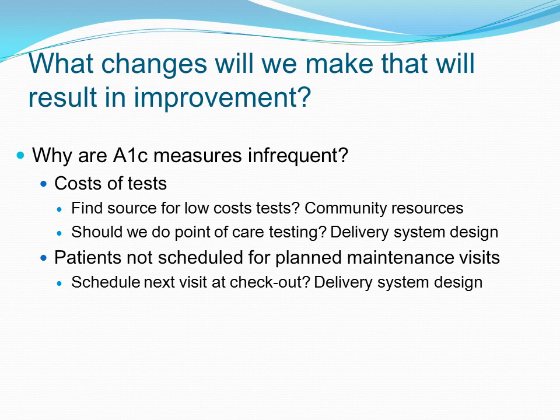Maybe patients aren't scheduled for planned maintenance visits, so you never get A1Cs because they only come in for acute problems. And you're busy worrying about the acute problem, you never think about drawing an A1C. So maybe there's a delivery system design where the clerk, the front desk person at checkout, says, I know you were in today with a cold, but you've got diabetes, and so let's schedule you an appointment in 1 month to come back for a diabetes check or a cholesterol check.